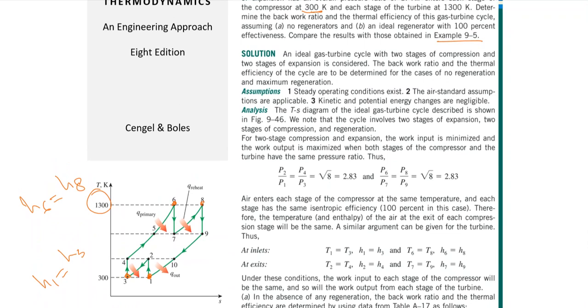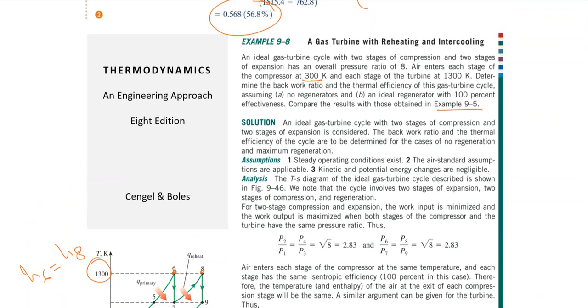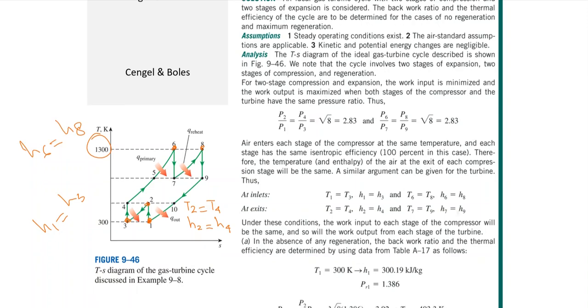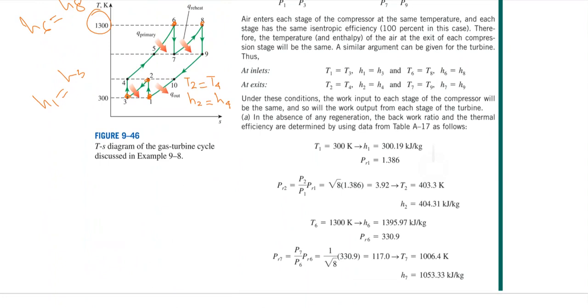Also, as the compression ratio is the same, it is an ideal turbine with two-stage compression and two-stage expansion, and the overall pressure ratio is the same. So the temperature at the exit of the compressor, T2, would be equal to temperature T4 as well, and the enthalpy H2 would be equal to enthalpy H4.